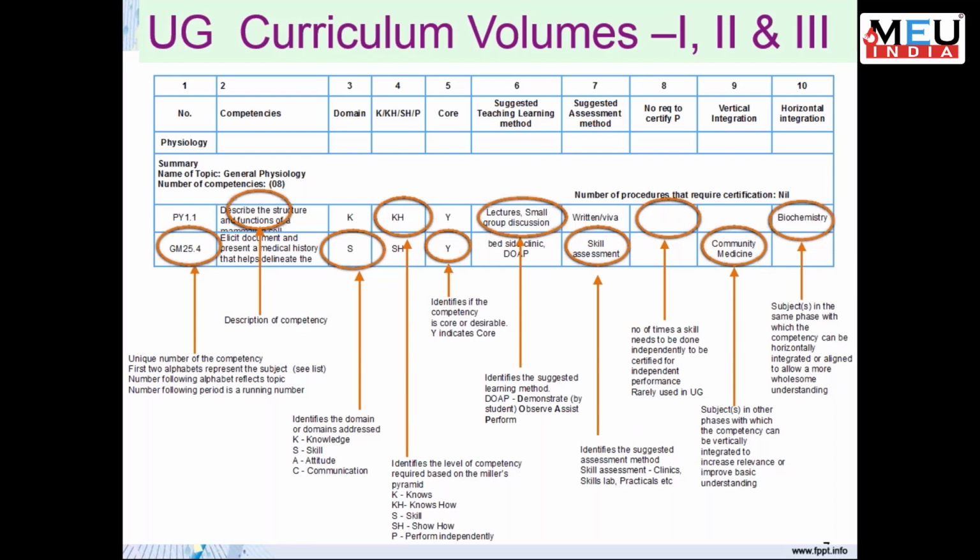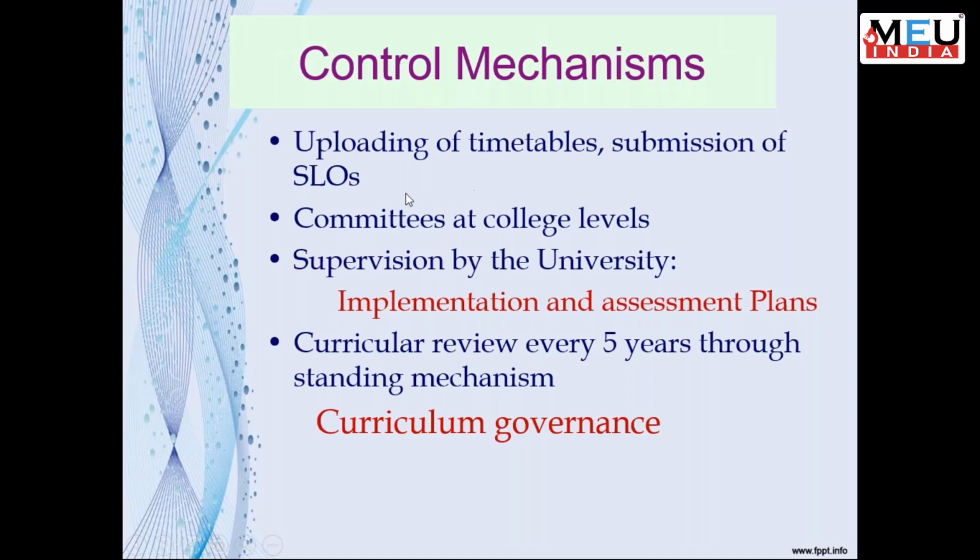Just the last things are the control mechanisms. Already there are certain controls, whether we are working or not: we have to upload our timetables in the month of August or so. And we have to submit the SLOs also. There are committees established at the college level. There will be supervision by the university, especially on how the implementation is going on and the assessment plans. And there will be curricular review every 5 years through a standing committee.